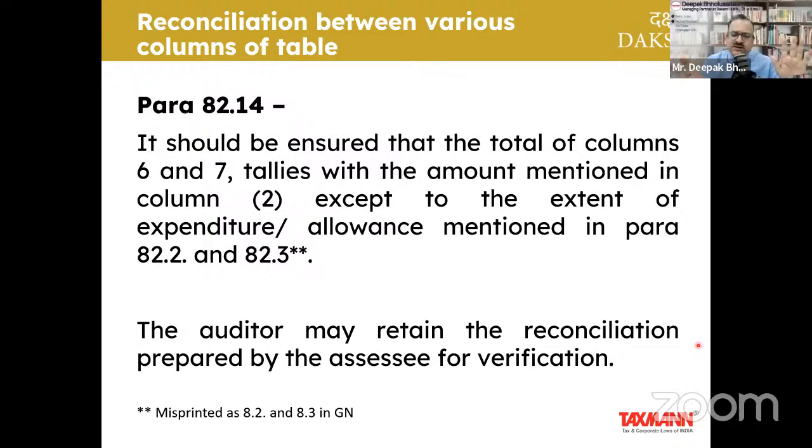Basically, column number 6 to 7 is the sum total of 3 to 7 only. 3, 4, 5 is equal to 6, and 6 plus 7 should be equal to 2, bearing those exclusions which we talk about as far as recommendation para number 82.2 and 82.3.